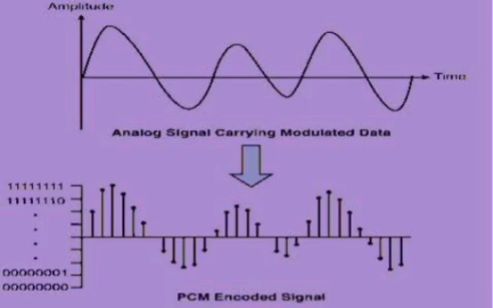PAM bandwidth is less, PWM bandwidth is high, PPM bandwidth is high. PAM power efficiency lowest, PWM power efficiency moderate, PPM power efficiency highest. PAM complexity lowest, PWM complexity moderate, PPM complexity highest. PPM is most effective pulse analog modulation scheme in terms of SNR.